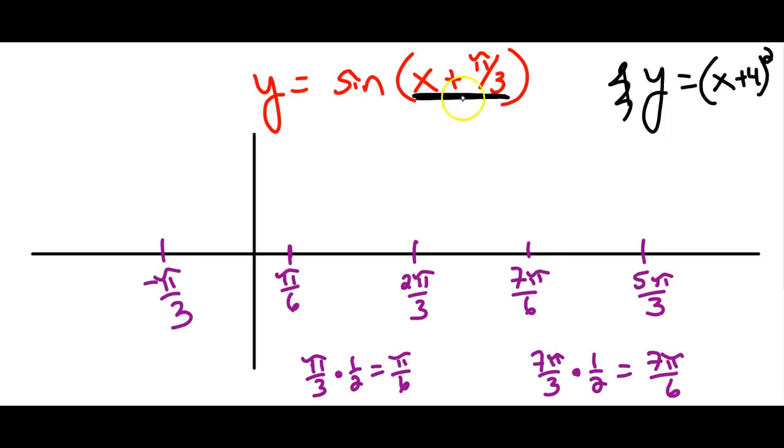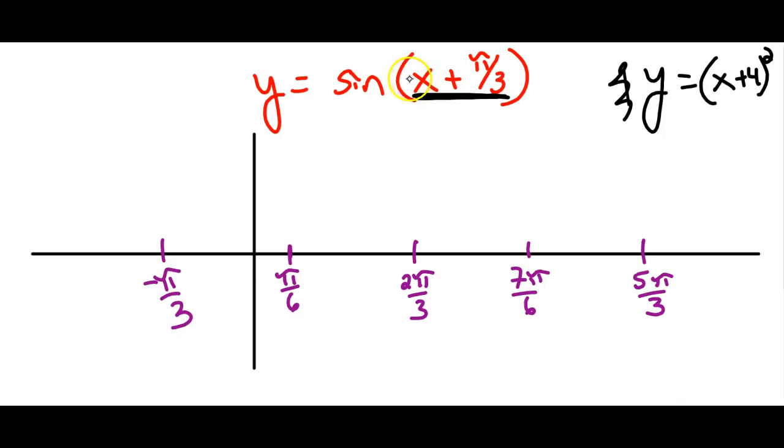So these phase shifts are not as fun. And there are other ways to do it. You can look them up. I find this easiest because in a moment when we put a number in front of the x, we can take care of a lot of transformations very quickly using this method.